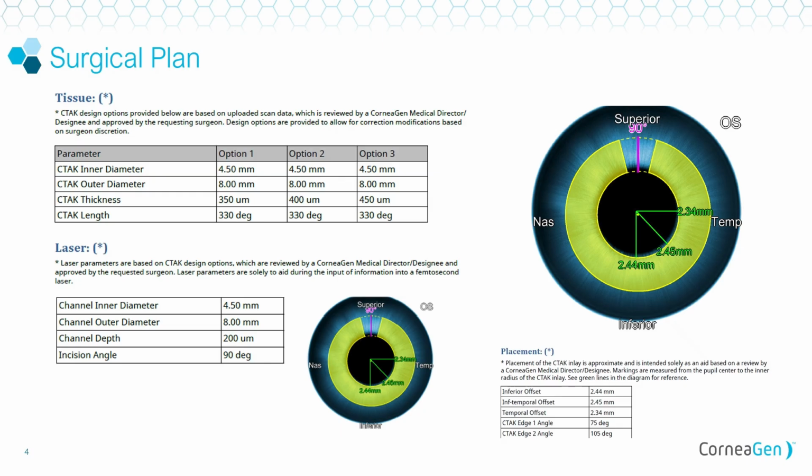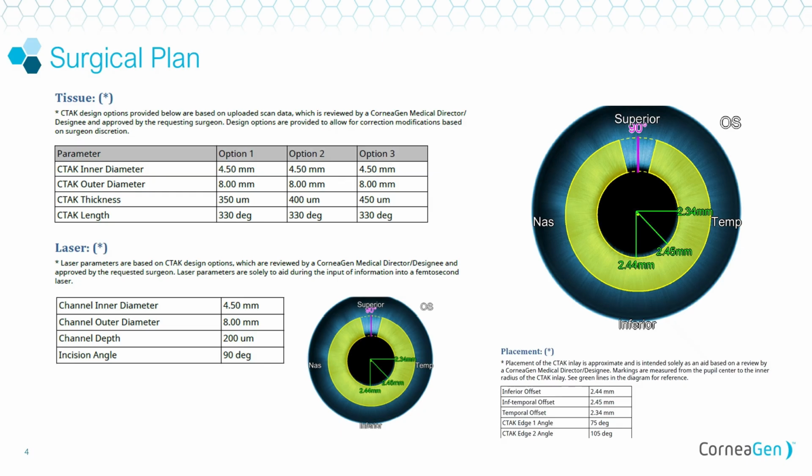That data dump will inform CorneaGen how to apply the Hirsch-Greenstein nomogram to customize your tissue. They'll look at the tissue, and then they're going to come back to you with a proposed surgical plan. And this is what that surgical plan is going to look like. There's a number of different things that they're specifying. It's a little bit noisy here, but I'm just going to break it down.